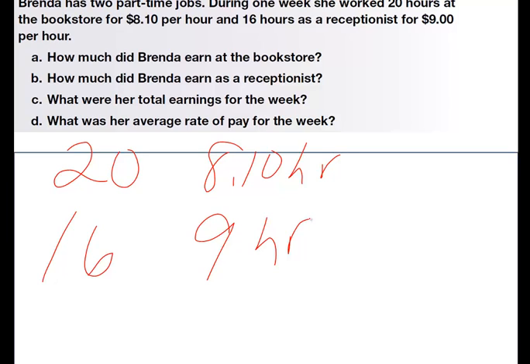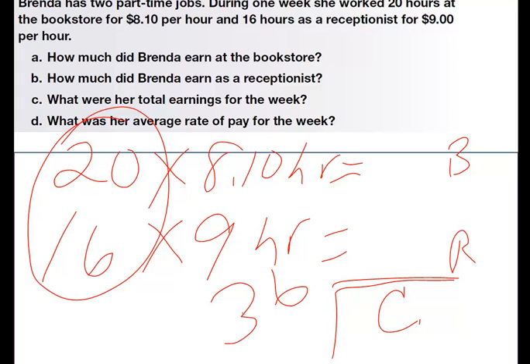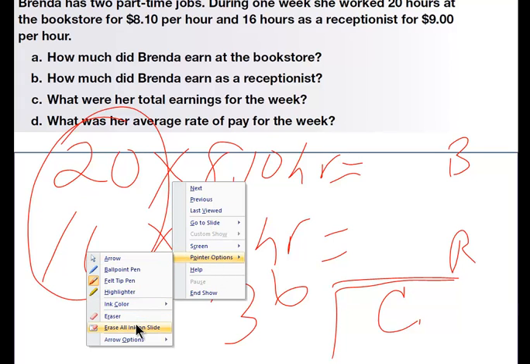Then it says, how much did Brenda earn at the bookstore? Well, this one up here is the bookstore, and down here she is a receptionist. So it says, how much did she earn at the bookstore? You just multiply those two together. At the receptionist, you're going to multiply those two together. And it says, what were her total earnings for the week? Once you get the answers to both of these, you're going to add them together, and that'll give you your total down here for C. And then for your average rate of pay, you're going to take C and divide it by your total hours of 36. See if you can work those through. Let's go ahead and show you that.